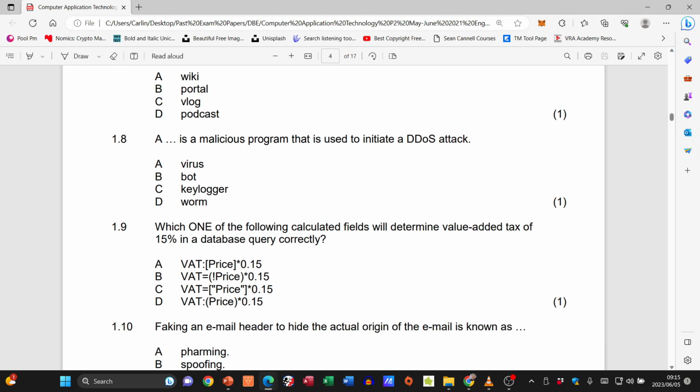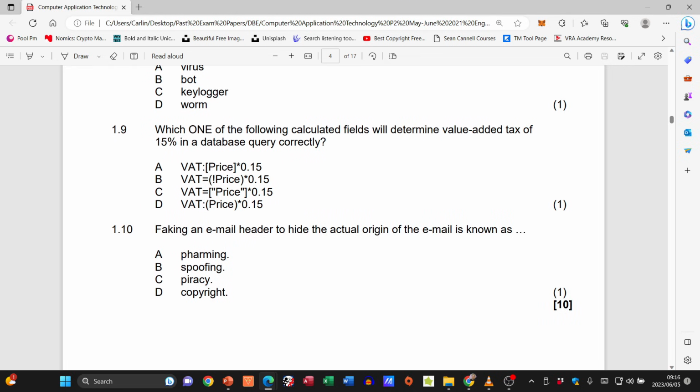So which of these would be the type of program that would initiate something like this? Would it be just a normal virus? No. What does a keylogger do? It captures your keystrokes, right? Does that sound like a program that's going to initiate this type of attack? No. What does a worm do? A worm replicates itself over the network. So again, just by process of elimination, without me even needing to really know what it is, a bot will do that. Okay? Right, we're almost done with question 1.